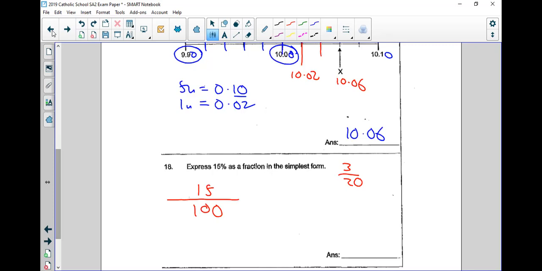All right, then simplest form. Divide by 5. 15 divided by 5 is 3. And then 100 divided by 5 is 20. So your simplest form is 3 over 20. Okay? So every time you want to change percentage to fraction, what you do is always over 100.